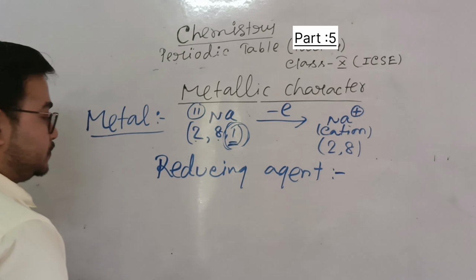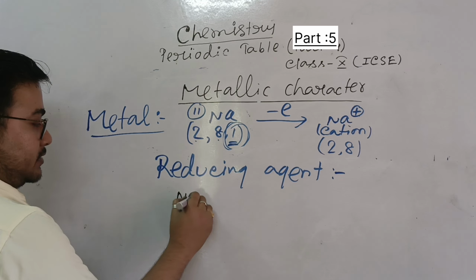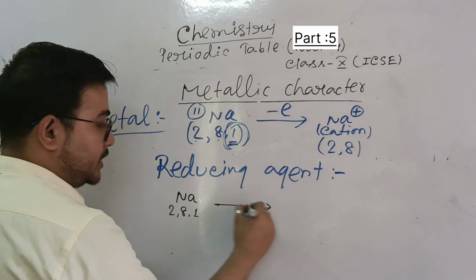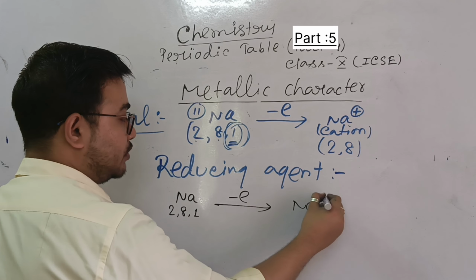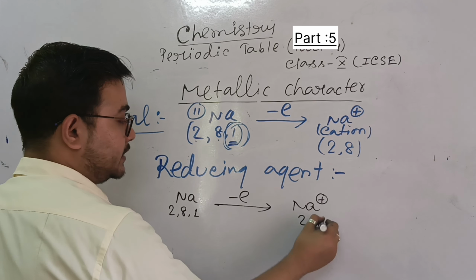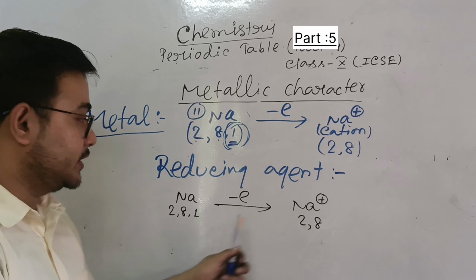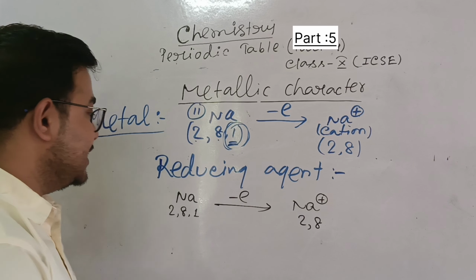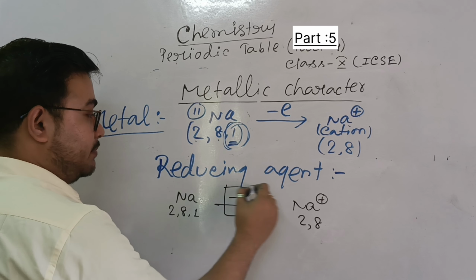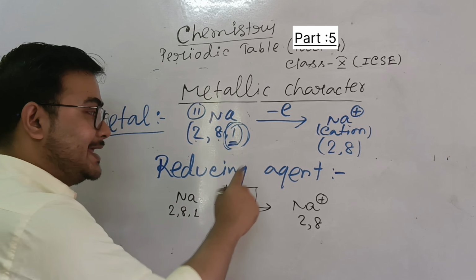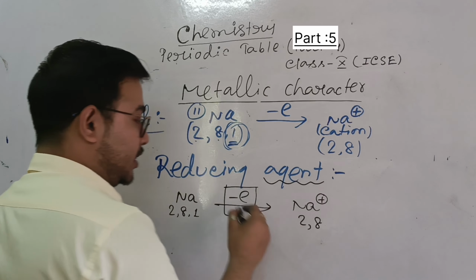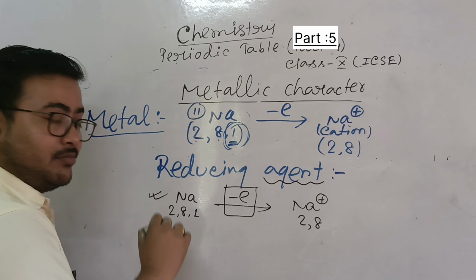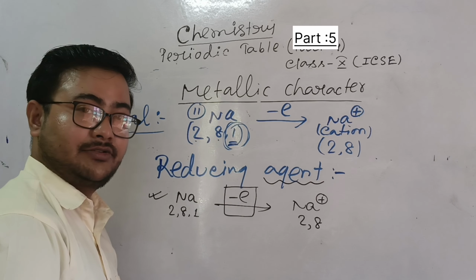Look at the board. If you consider sodium, 2, 8, 1, sodium has a tendency to lose an electron. Why? Then it gets stability, 2, 8, a complete octet. Now what is a reducing agent? Reducing agent means donation of electron. Keep in your mind, a reducing agent means an atom which has a tendency to donate an electron.